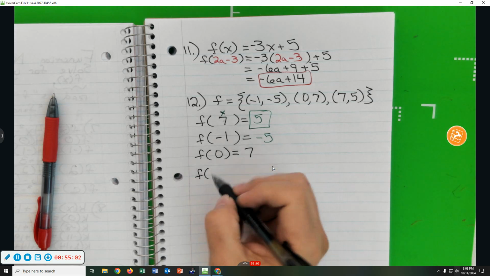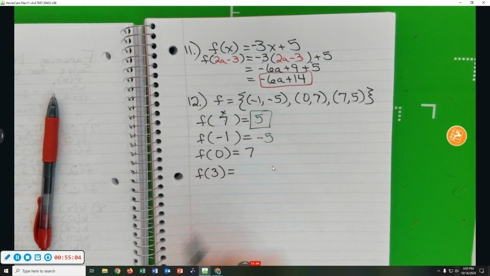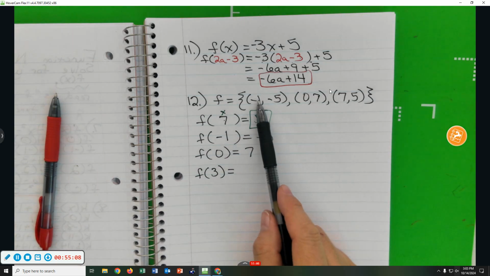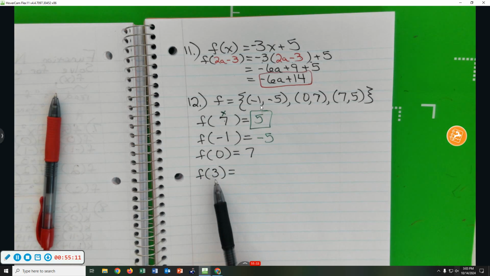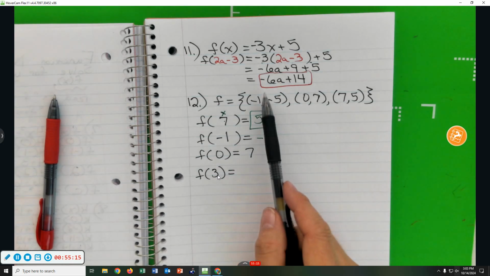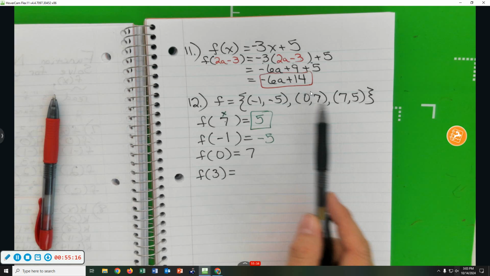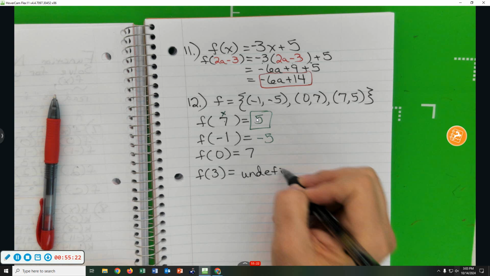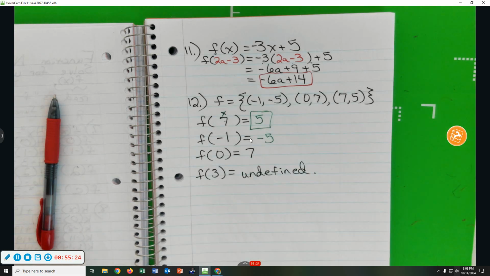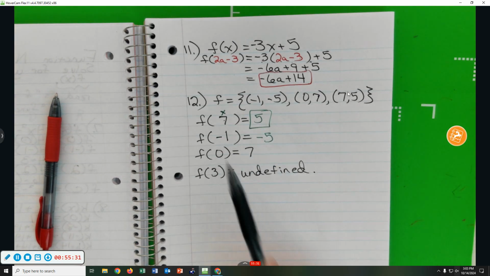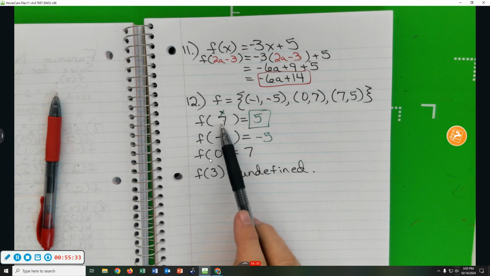Okay. Suppose I'd asked you this. F of 3. Is 3 in the domain? No, 3 is not in the domain. And so we can't determine what's the y value when x is 3 because there's no x value of 3. I'll say undefined. See, our little rule didn't tell us what f of 3 was. It's not defined. It only gave us f of negative 1, 0, and 7. The answer they wanted was f of 7.